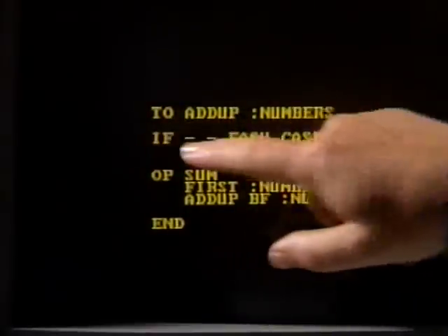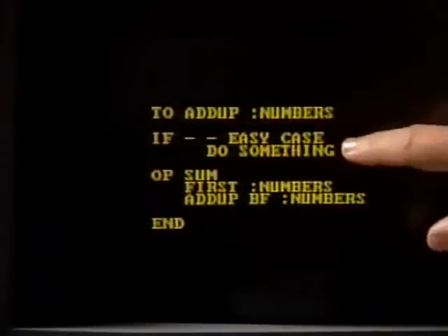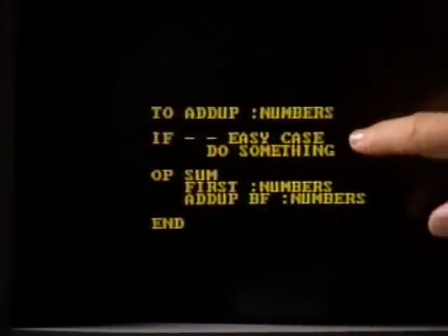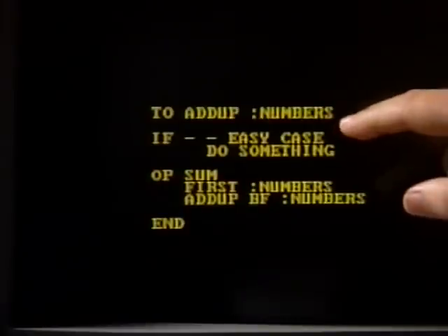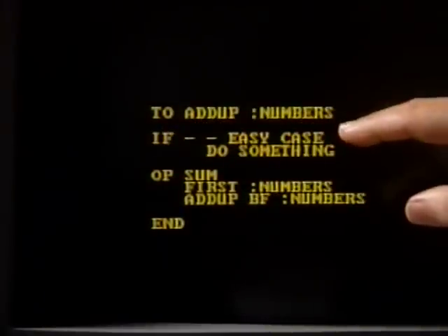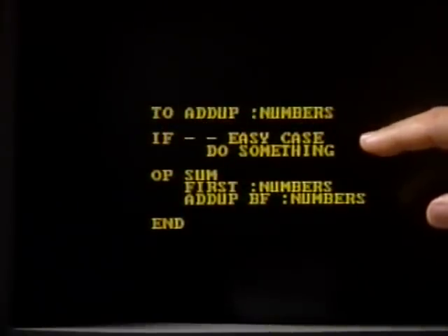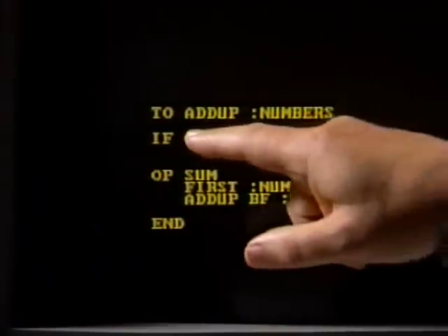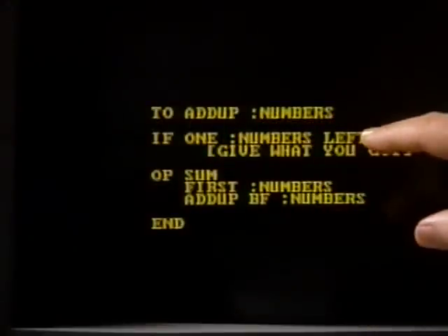So I put down vaguely what I know about it. It's going to be if something or another, well, an easy case, do something. Now we can focus bit by bit, if what? Think of the block situation. The easy case was when there was one block left. If one of numbers left, what happened?